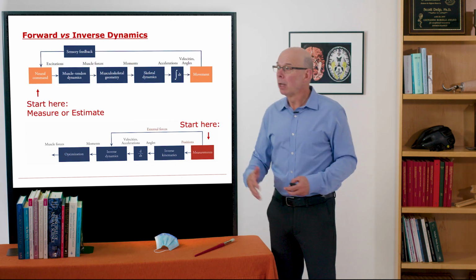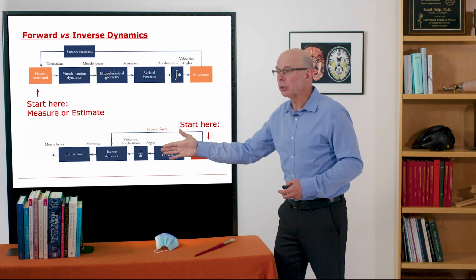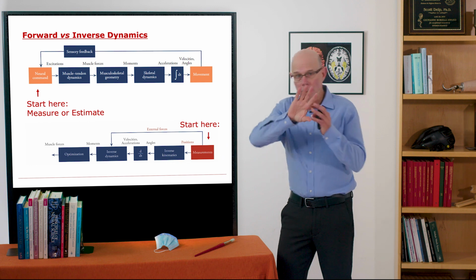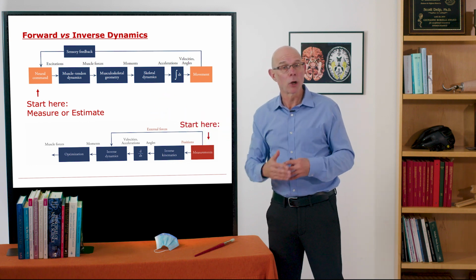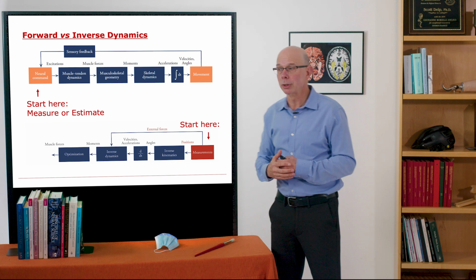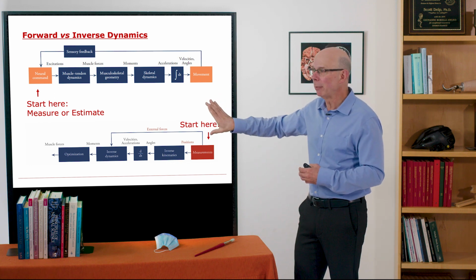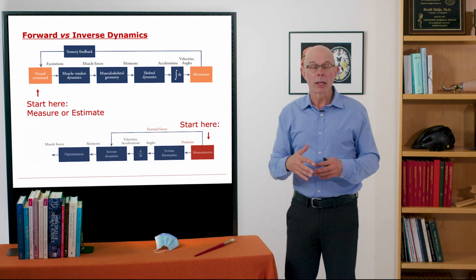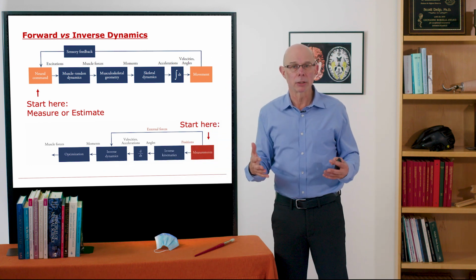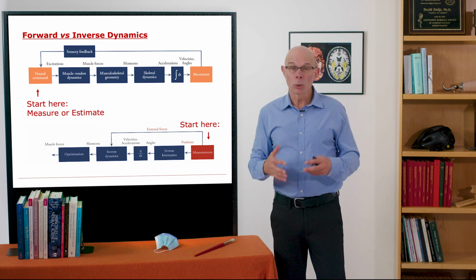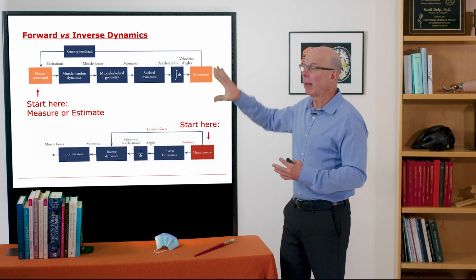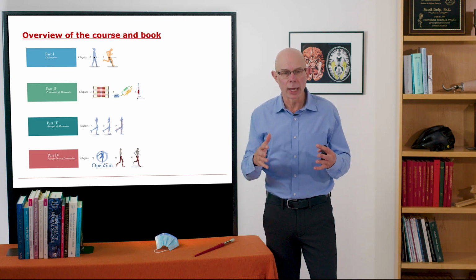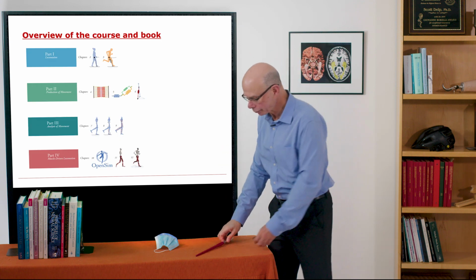So there we have it, forward dynamics and inverse dynamics. In forward dynamics, we start here with a neural command and move forward through the process along the lines of how movement is really produced. In inverse dynamics, we start with measurements here and we flow along this direction until we end up with calculating what the forces must have been to produce the movement. So a lot of this course is organized around forward dynamics and inverse dynamics, and you can see the organization of the course and the book in this one picture.